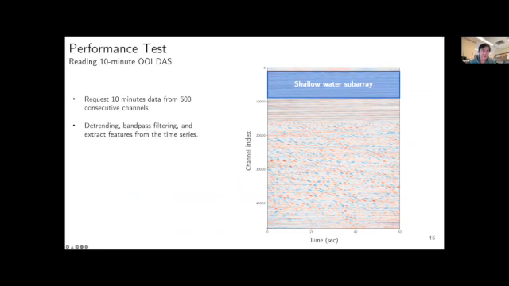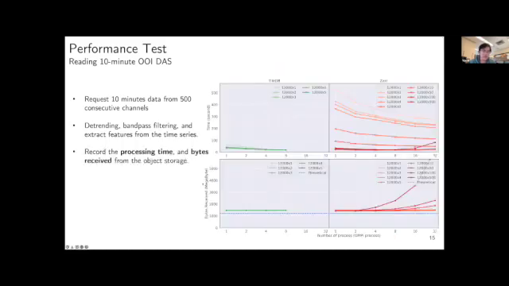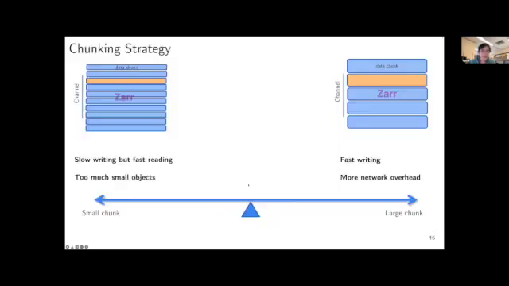We also test the reading performance by requesting 10 minutes of DAS data from our object storage from all 47,000 channels. We only request a 5,000-channel subarray from the shallow water segments. And we apply detrending and bandpass filtering and extract some features from the time series. And we track the time to finish the data querying as well as the bytes received from the object storage. So the strategy for Zarr can be summarized as follows.